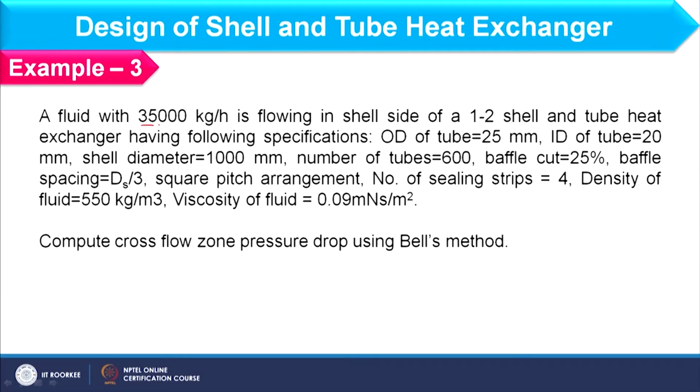Now, I am considering another example where we are using Bell's method to find out pressure drop. Okay. So, here I am having example 3: a fluid with 35,000 kg per hour is flowing in shell side of a 1-2 shell and tube heat exchanger having the following specifications, where OD of the tube is 25 mm, ID of the tube is 20 mm, shell diameter 1000 mm, number of tubes are 600, baffle cut 25% and baffle spacing DS by 3.